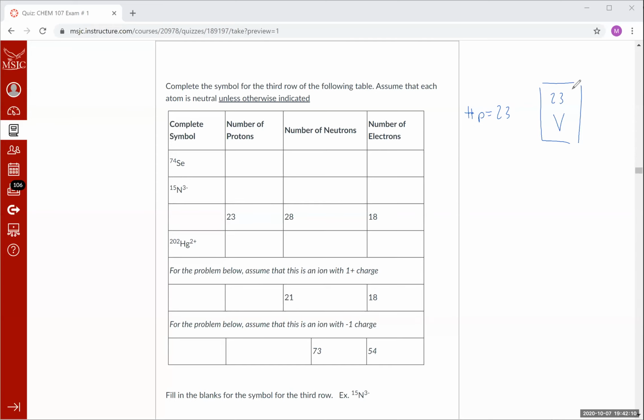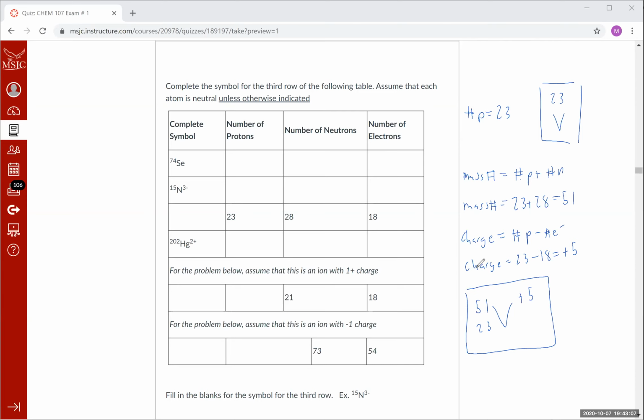So now that we have the symbol established, let's try to calculate the mass number that we need. The mass number is equal to the number of protons plus the number of neutrons. That in turn gives us a mass number of 23 plus 28, which gives us a mass number of 51. For our charge, we're going to take the number of protons minus the number of electrons. And that gives us a charge of 23 minus 18, or plus 5. So we'd write our symbol, our mass number, our atomic number, and then our charge. So this would be a complete symbol for this vanadium isotope. Does that make sense?